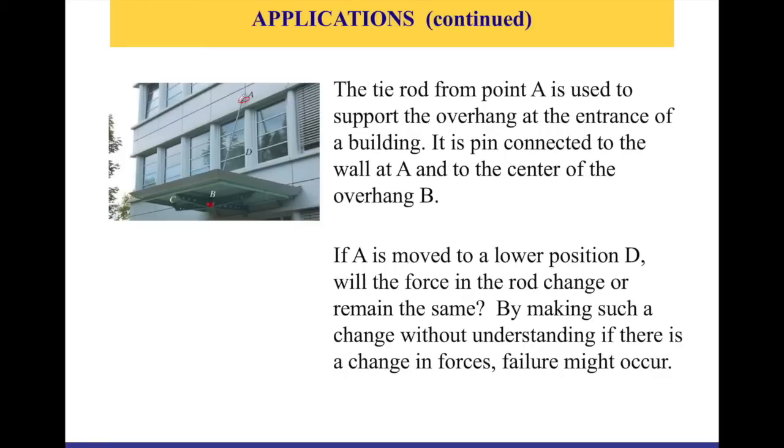Let's say instead of having this tie rod, I make a decision to attach it here, and then I will have that rod attached to the point B from this location. If it is at the lower position, will the force in the rod be the same? Originally I have a tension, I'll call it T initial, and then I have another tension here. Are those tensions the same or different? I can assure you they will be different.